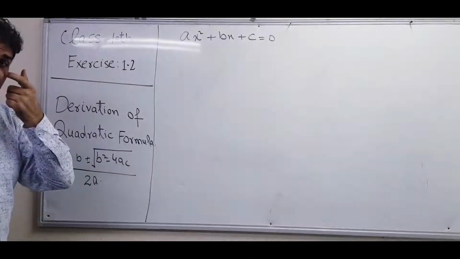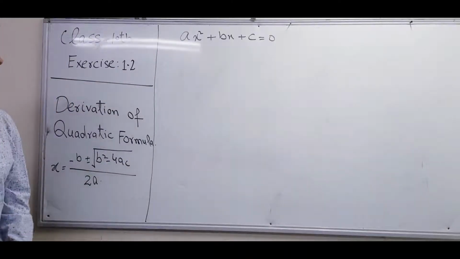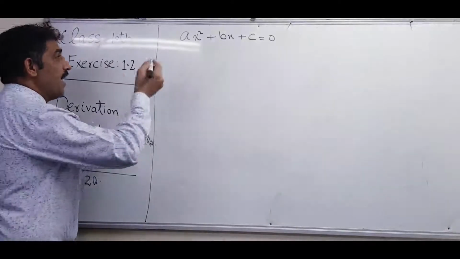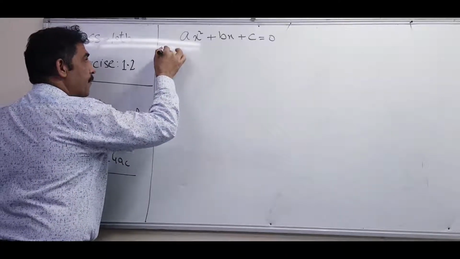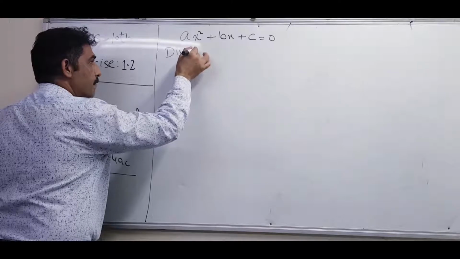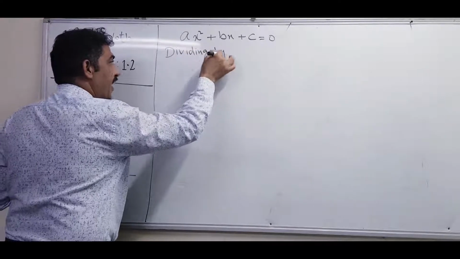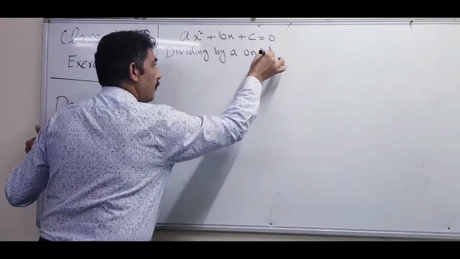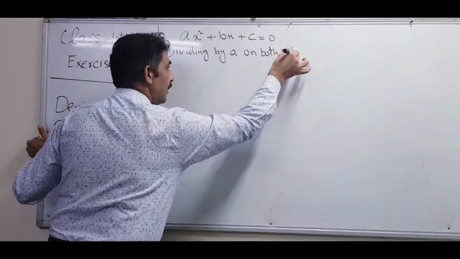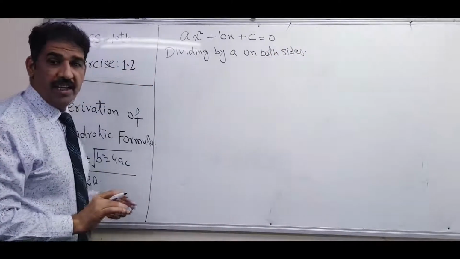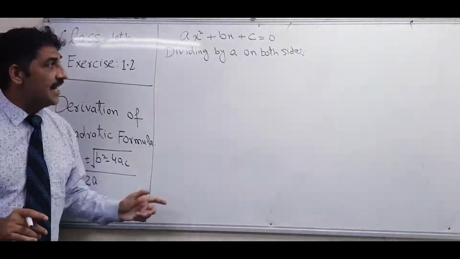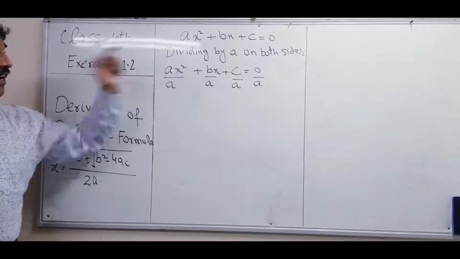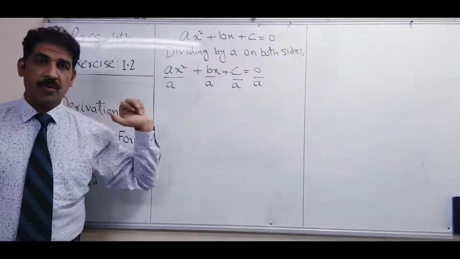Here the coefficient of x square is a. So how do we make its coefficient equal to 1? We will make it equal to 1 by dividing by a on both sides. After that, we will solve the next step. First step, dividing by a on both sides.